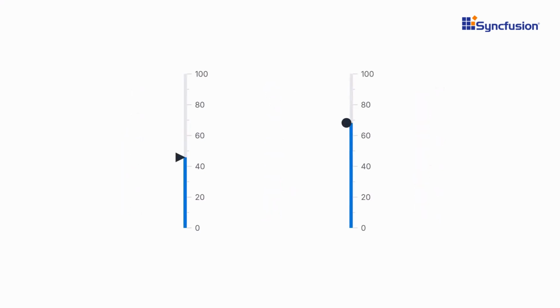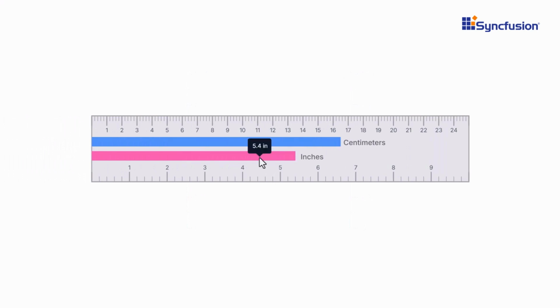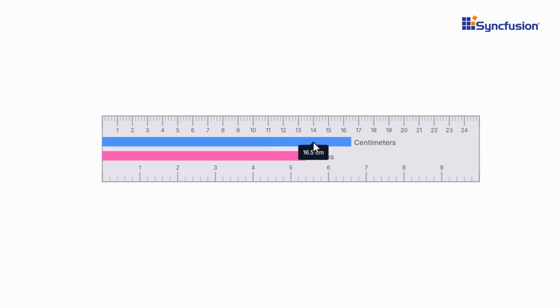For an interactive touch, enable pointer dragging so users can dynamically adjust values. Tooltips make it even better by appearing on hover to show detailed, formatted information, complete with units if needed.